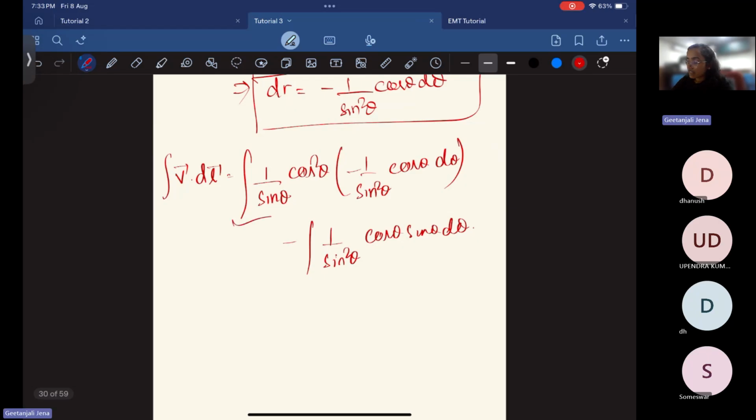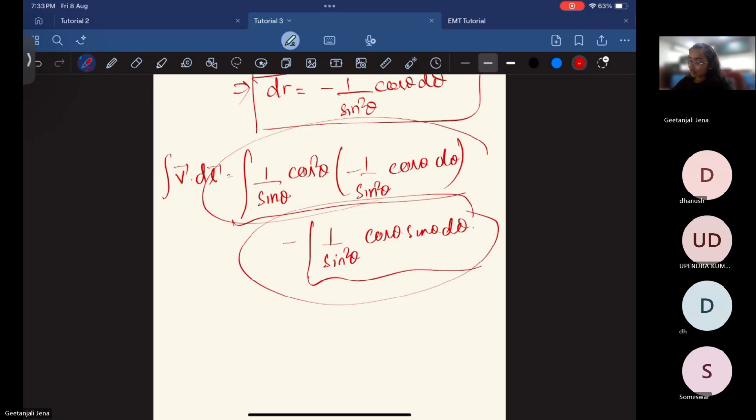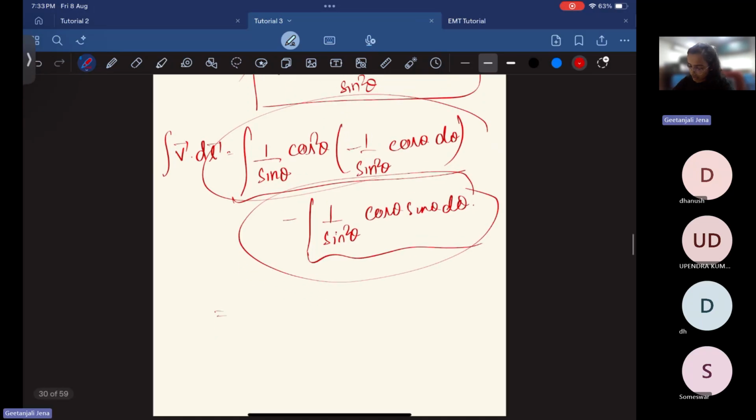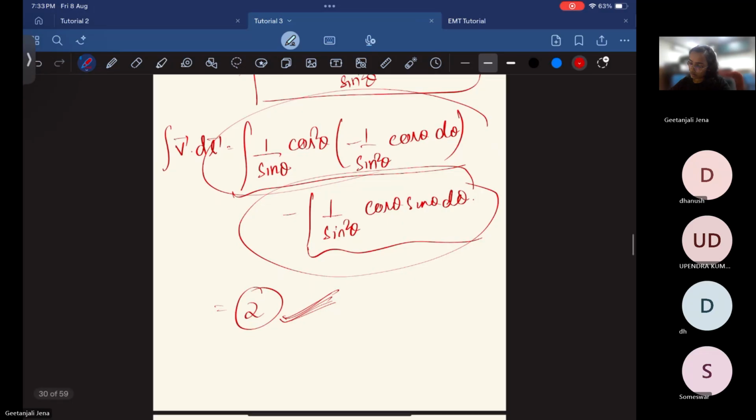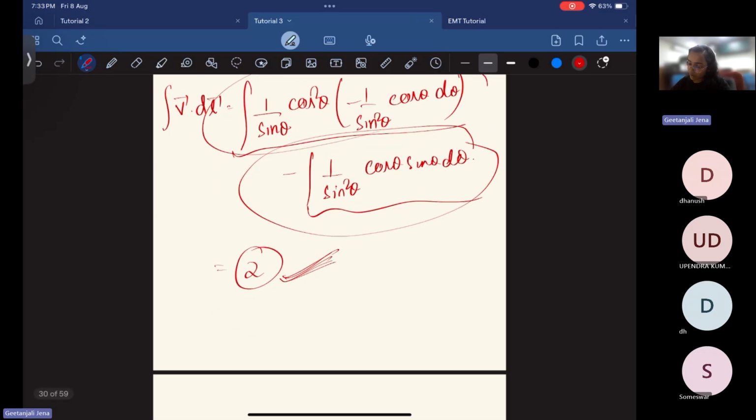So I'm leaving the integration to you to calculate. You know the limit for theta, right? Theta is from pi by 2 to tan inverse half. Just simplify this equation. You will get the line integration as 2. Check this. If you are not getting this, then let me know. I will show the steps in the next tutorial. Okay. So this is for path 3.